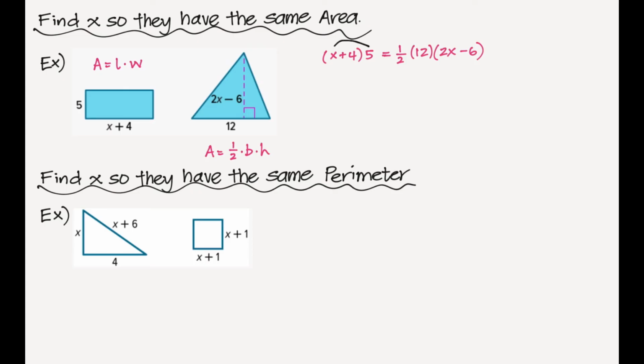Let's use the distributive property. 5 times x is 5x. 5 times 4 is 20. Let's see, half of 12 is 6. Using the distributive property, that's 12x minus 36.